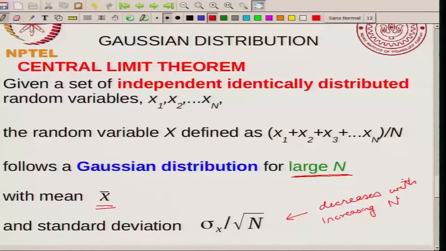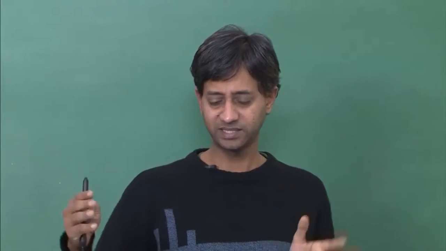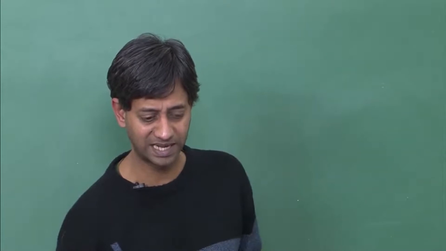Okay. Now, immediately you realize something: you can think of this as doing an experiment many times, and then taking the average. So you can immediately see the connection. If you do the experiment more times, then you know that your standard error of the mean goes down. And this is a direct connection with that idea right here.